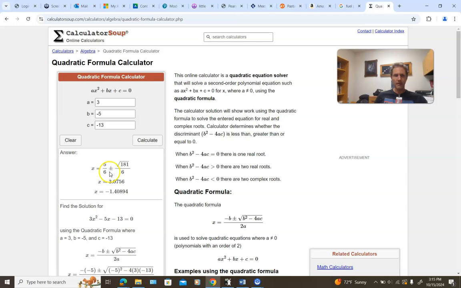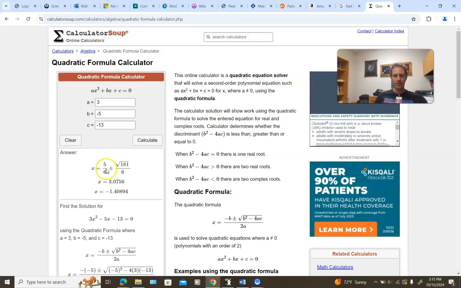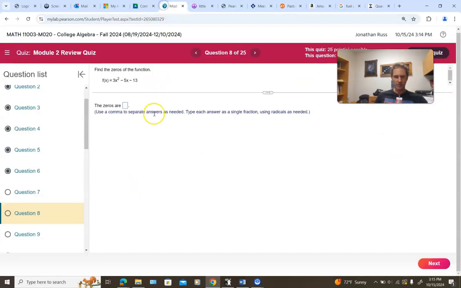All right, and again, your exact solutions would be 5/6 plus the square root of 181 over 6, comma, and then you type in the other one. And then these two are your approximate solutions, okay? But it doesn't ask for the approximate, so it's just asking for the two exact solutions.